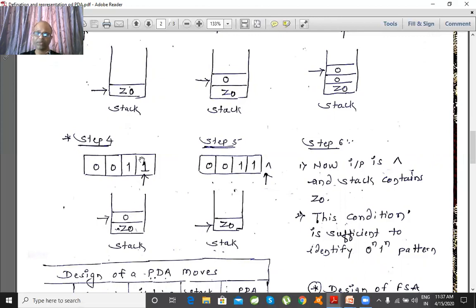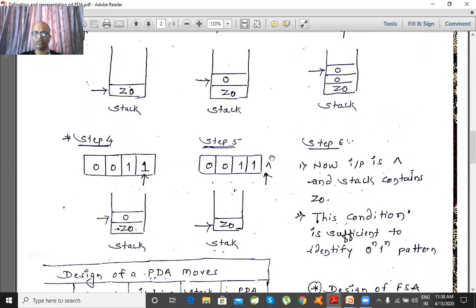Now again we'll check back. If input is 1 and 0 is available on top of stack, we need to count this. The machine is counting against this one. If 0 is available on top of stack, we'll just pop this 0 out of the stack, making sure we are counting the total number of zeros and total number of ones, whether they are equal or not, in the right order. Once this zero goes out of the stack, the only element left on the stack is Z0.